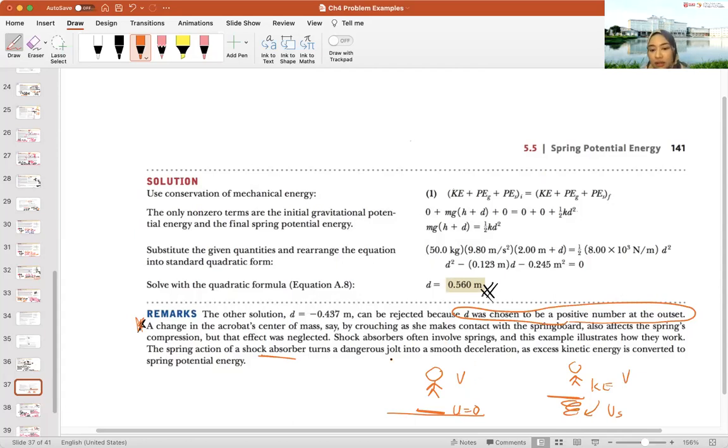Okay, nanti kita akan belajar about impulsive force. Ini pun ada kaitan dengan impulsive force. When we have a spring, we are extending the time.